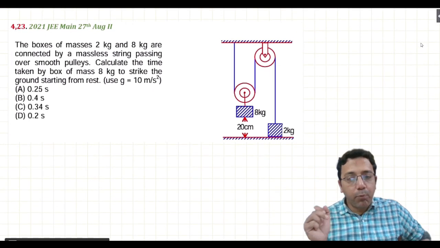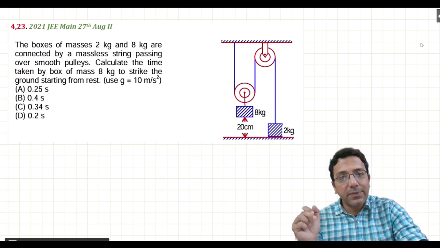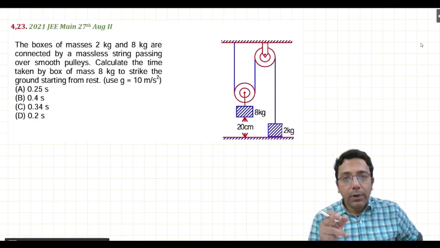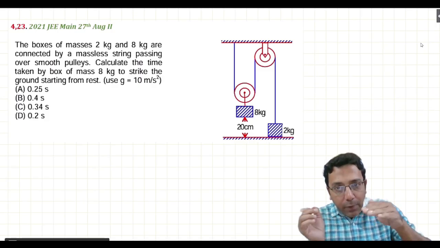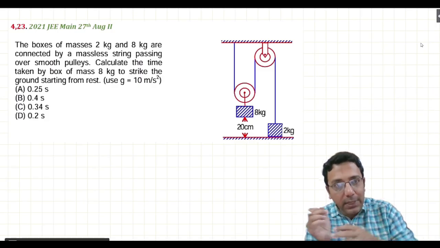Okay, this is also a pulley type of problem. The problem is very interesting. Here we are given two pulleys. One is on the left side, 8 kg, another is on the right side, 2 kg. There is a gap from the 8 kg mass to the floor, that is 20 centimeter.